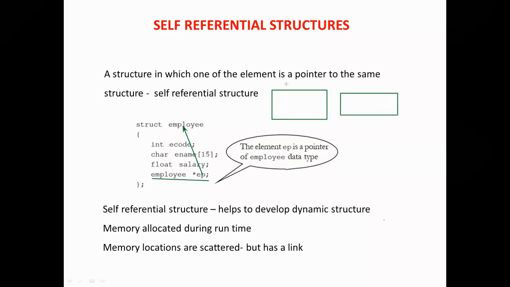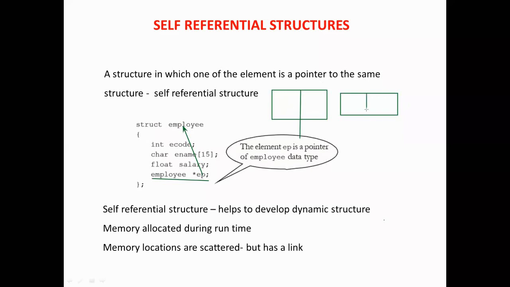So what happens is, this box will be divided into two segments. One is for the address and the other is for the content. These two will be interlinked with each other. This is how it will be created in the memory, in different parts of the memory.